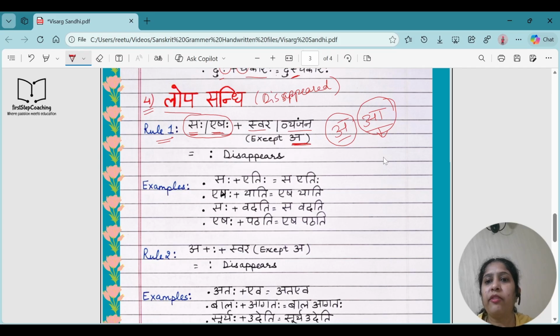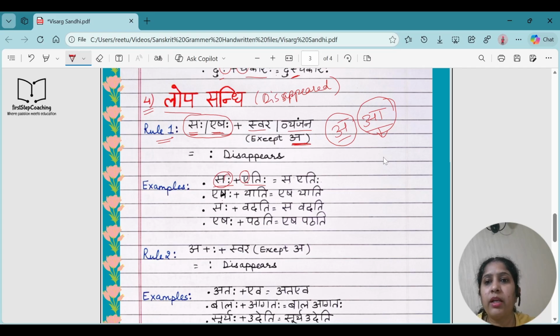Fine. Like if you just see the first example, it is saha plus etihi. Now, what is happening? The first word is ending with the sa, right? It is a saha, and the second word is starting with a swar other than a, right? So, what will happen when you join them? It will become sa etihi. This visarg after sa will get disappeared. Fine. That is only called lop sandhi. मतलब विसर्ग का लोप हो जाना, विसर्ग का खत्म हो जाना, visarg will get disappeared, right?